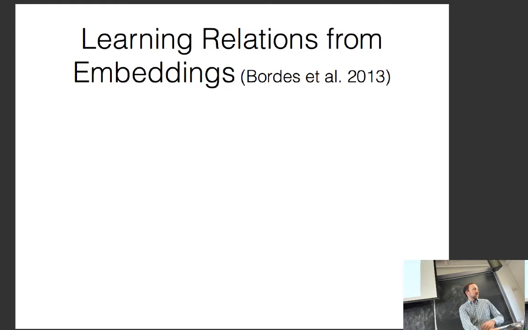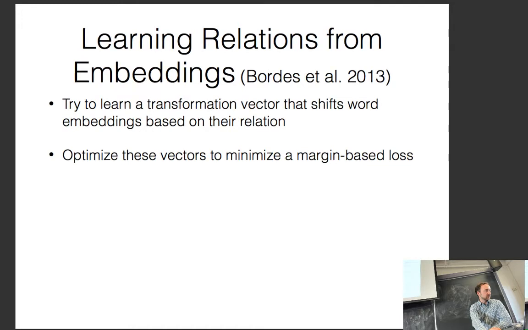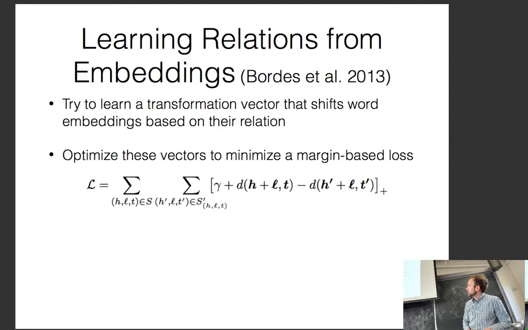The idea is that we want to learn relations from embeddings, and we want to try to learn a transformation vector that basically shifts word embeddings based on their relation. So this is much closer to the original intuition. Sorry I kind of messed up the explanation for the previous slide, but this is much closer to the intuition that we were talking about before. We learn a transformation vector that shifts word embeddings based on their relation.